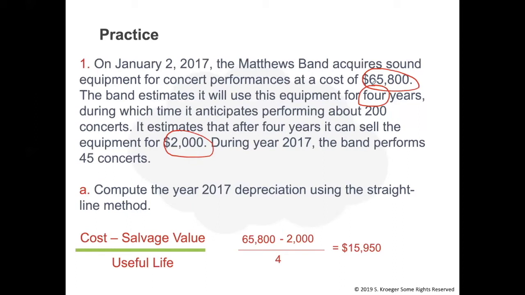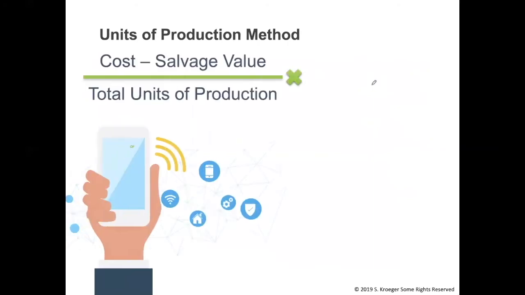That's the straight line method. Like I said, it's very easy to do. It's the easiest one out of them all. The next one we will look at is units of production method, also known as units of activity method.